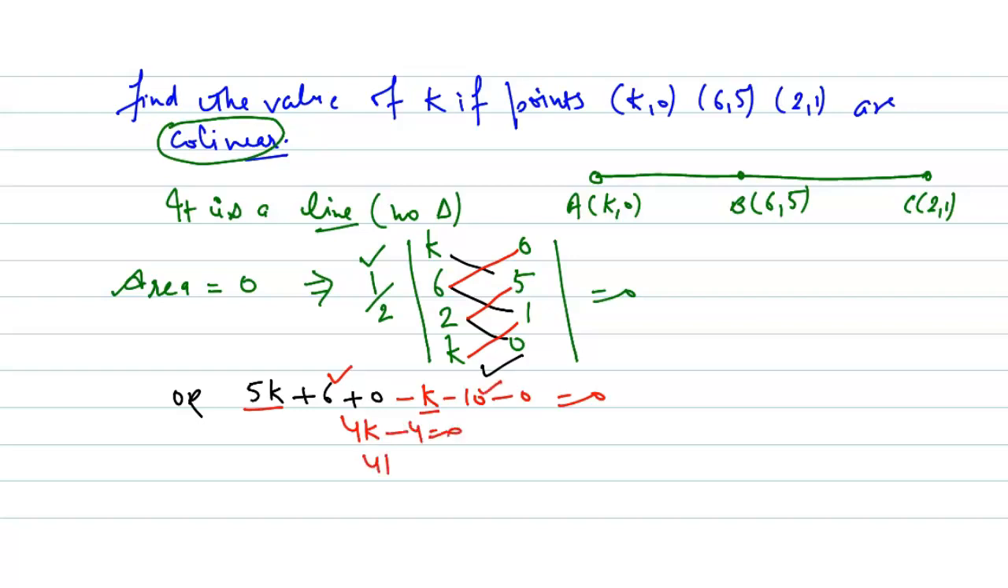If we simplify, 4K is equal to 4. So the value of K comes out to 1. It means for the value of K equal to 1, the given points K0, 6, 5 and 2, 1 are collinear. They lie on a straight line. There is no triangle. It means area should be 0.